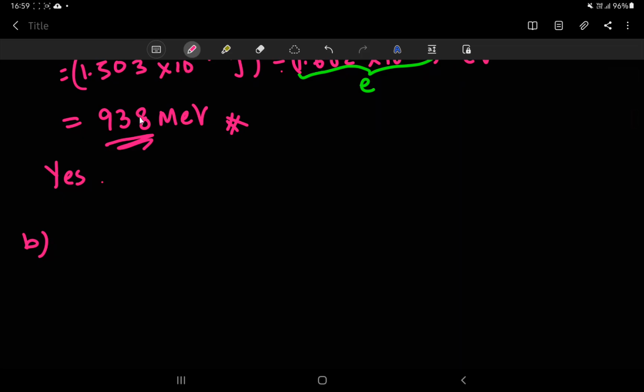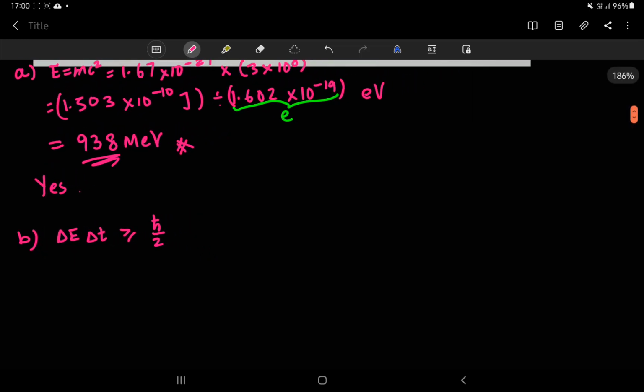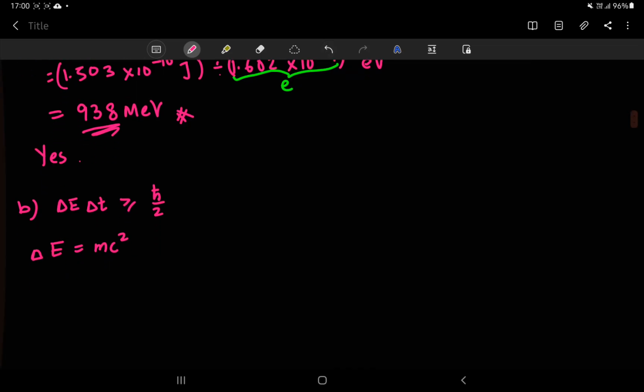We are given the Heisenberg uncertainty principle, which is delta E delta T greater than or equal to h bar over 2. But we also know that E is equal to mc square, so we can put delta E equals mc square.